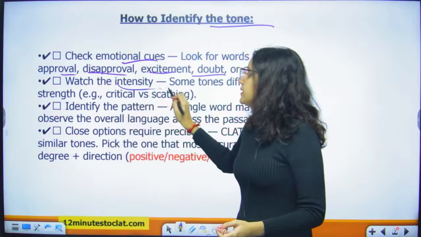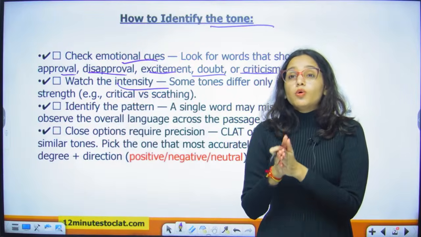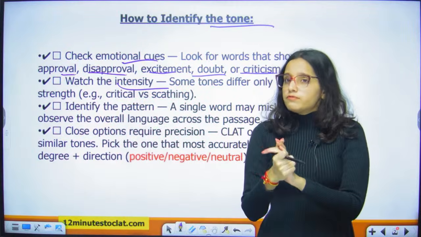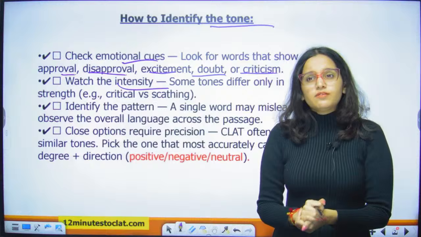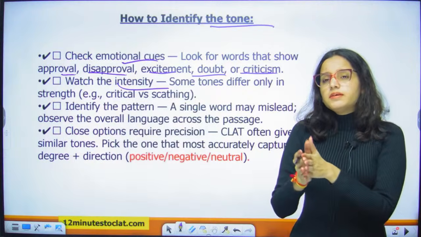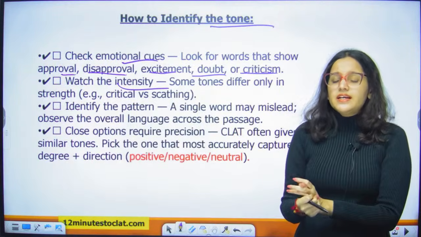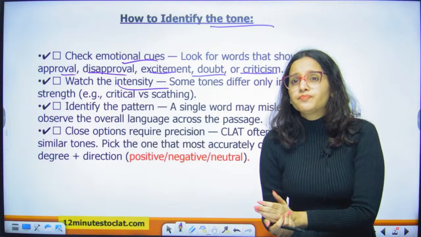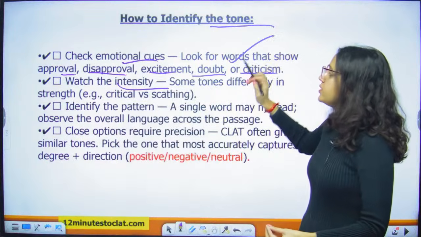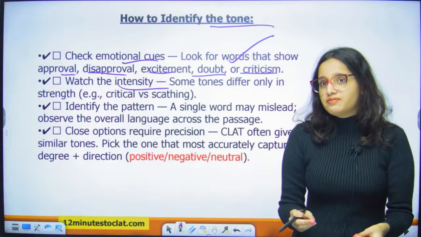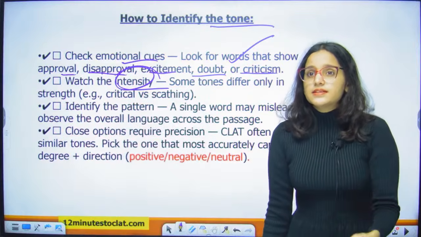After that, what's the intensity? Sometimes what happens is, bache, two tones are very similar. The only difference is in the intensity. For example, if I say cautionary or alarmist, what is the difference? Both are negative, both are warning you. But cautionary has a reasonable doubt. Alarmist is just fear mongering. He's too heavy on the fear, right? That is the difference between cautionary and alarming, right? So once you have understood the emotional cues, once you have gotten the feeling, after that you watch for the intensity. What is the intensity?